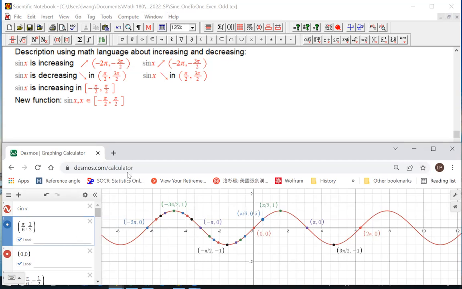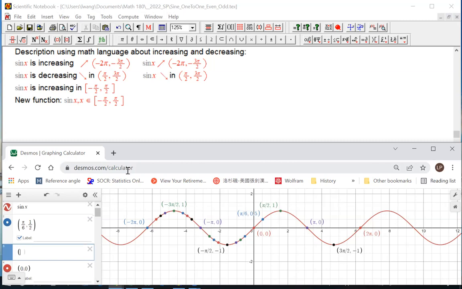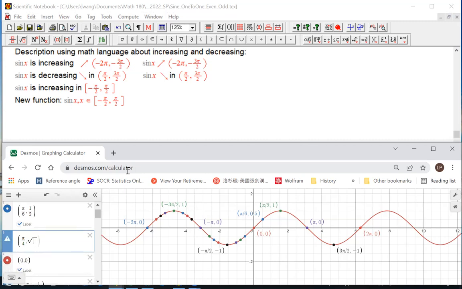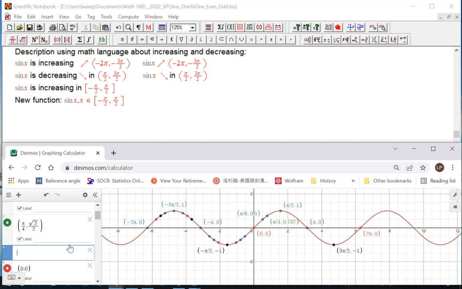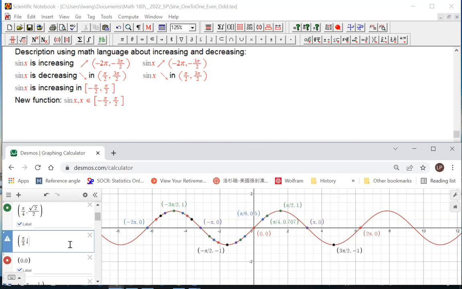And the next point, pi over 4, root 2 over 2, that point. One more, pi over 3, there, root 3 over 2. Oops, root 3 over 2. I have to do that outside, otherwise it's not going to be the same number. There. So this piece, I'm going to make it larger.